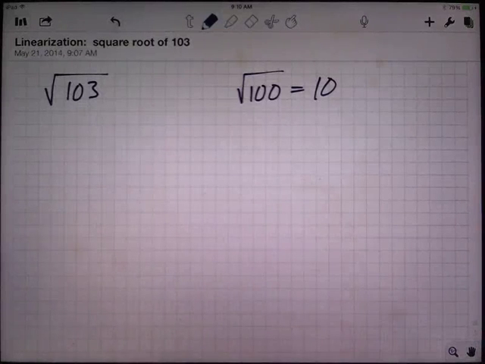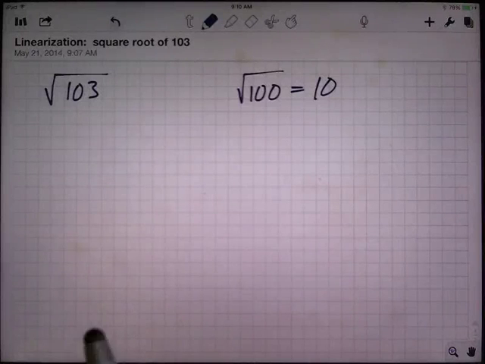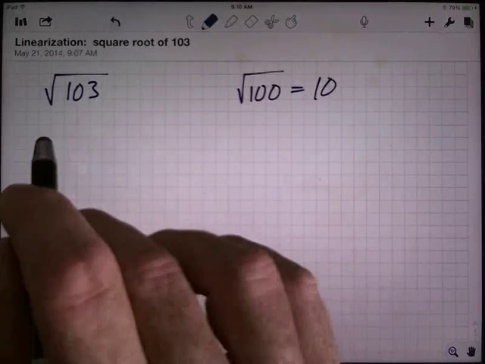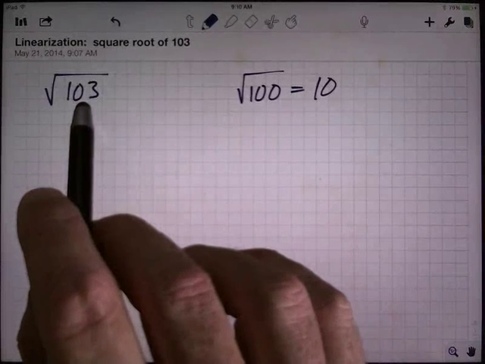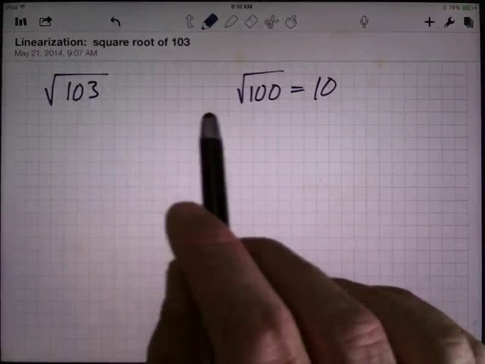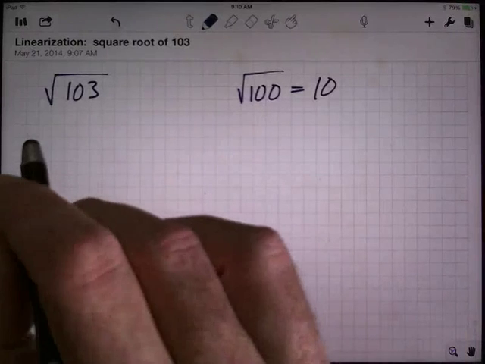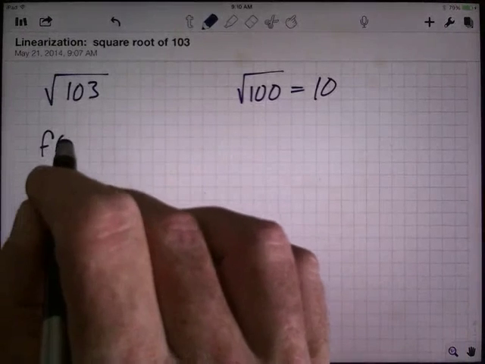Well, how much bigger? What we're going to do is use the derivative and the notion of what we call a differential, which we'll explain over the next couple of videos, to get a pretty good approximation of the square root of 103, knowing the square root of 100.